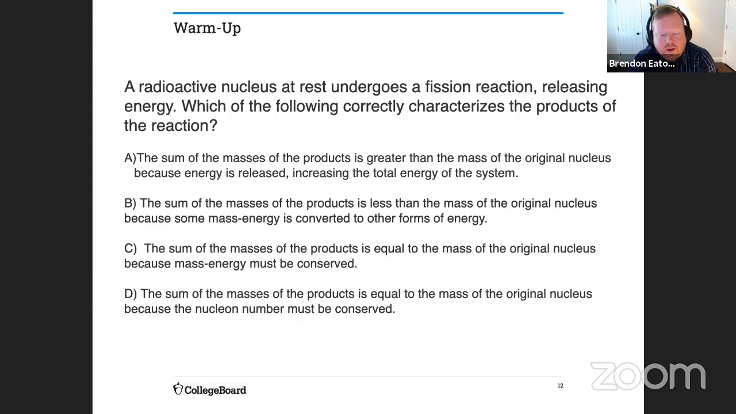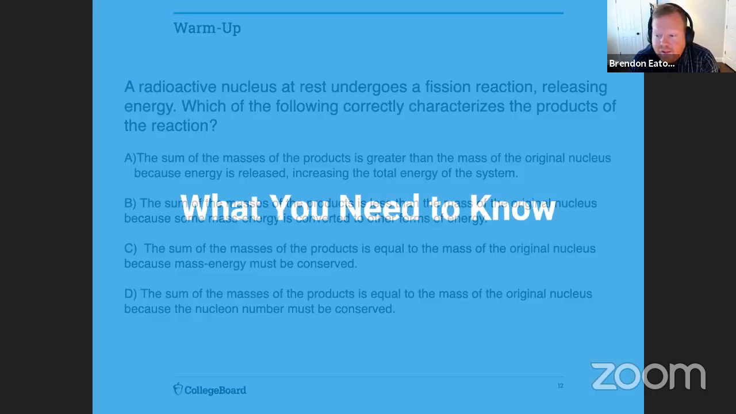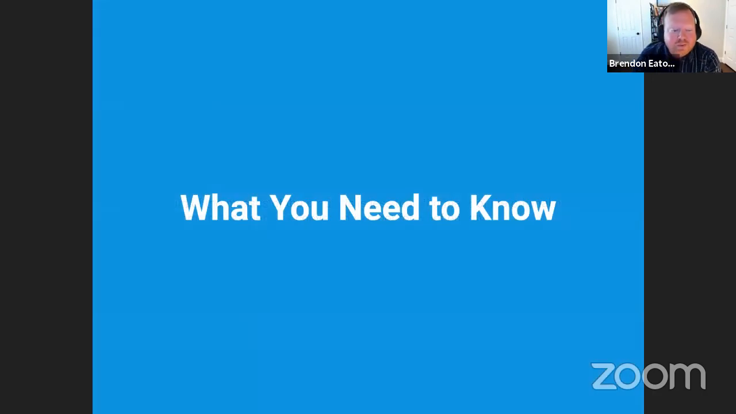Scientists knew that this was going on before we totally understood it too. The answer to this question is actually B. The sum of the masses of the products is less than the mass of the original nucleus because some of the mass of the original nucleus was converted to energy. And now we'll move on to what you need to know.